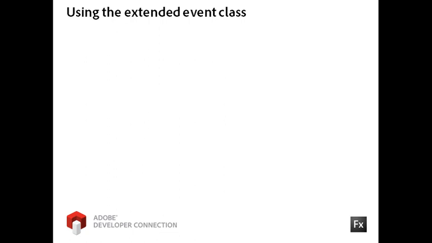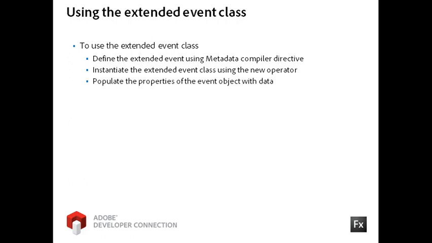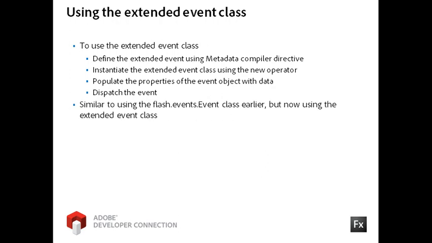Now that you have the custom class created that extends the Event class, you can use it in your application. First, you will define this class in the metadata compiler directive, and then you will instantiate it using the new operator. Next, you will populate the new event object with the custom data that you want to pass, and then you will dispatch the event. The steps here are very similar to what you implemented in the last video, but now you will use the custom class and add some data to the event object.